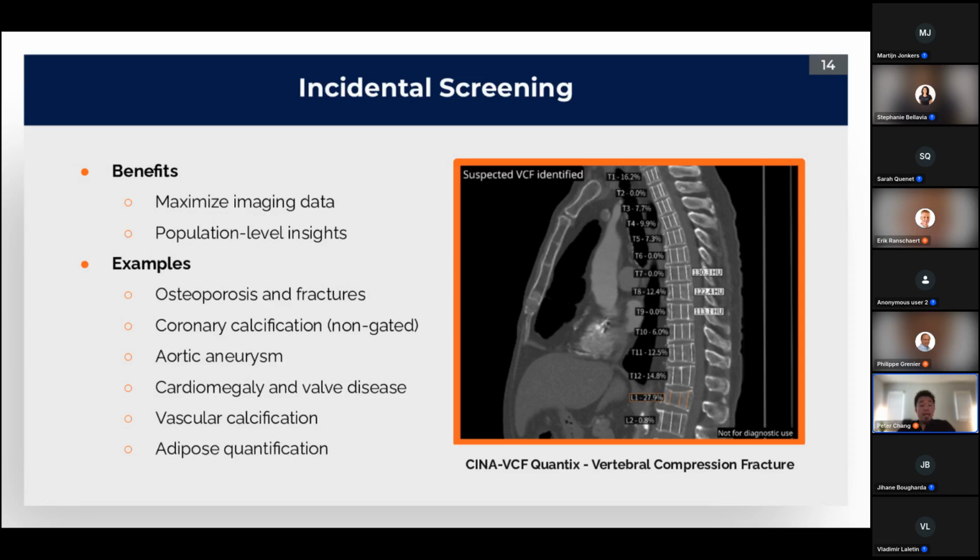On the horizon, we have tools that look to measure and quantify risk for development of aortic aneurysm, valve disease in the heart, vascular quantification as a biomarker for all sorts of disease processes, as well as just looking at, for example, the total amount of adipose fat you have in your body. Again, risk factor for heart disease and stroke, and many other downstream complications.